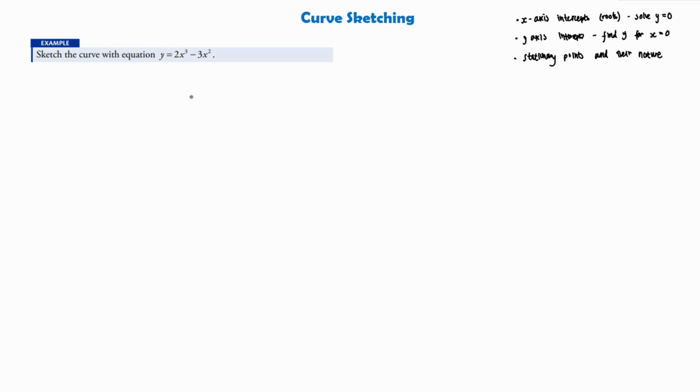So let's get into an example. We are asked to sketch the curve with the equation y equals 2x cubed minus 3x squared. Now straight off the bat, you would have absolutely no idea what this curve may look like or how we're going to sketch it. So we do have to go through these three steps before we actually do sketch it. I've kept them up here just so we can remember exactly what we are going to be doing in these kinds of questions. As we said, the first thing we need to do is work out the y-axis intercept.